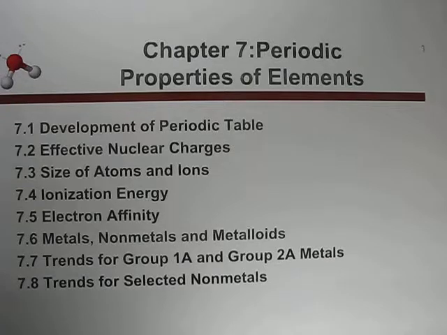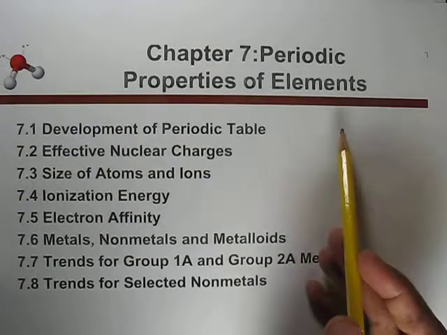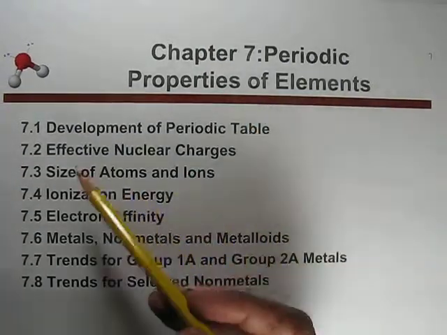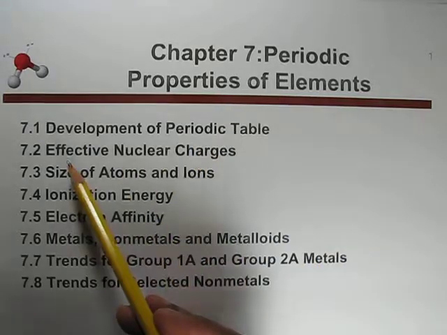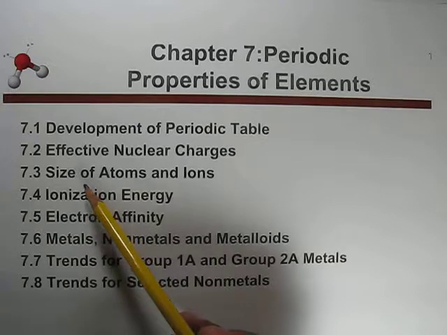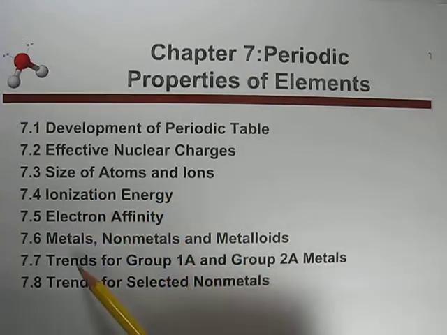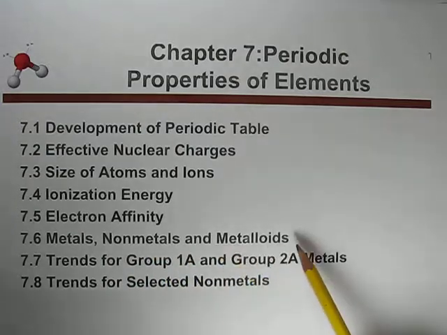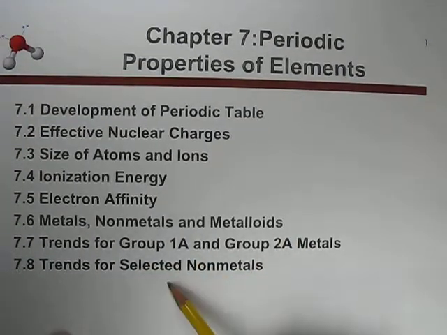So in this video we will start chapter number 7, which is periodic properties of elements, and in this chapter there are 8 topics. Number 1 is development of periodic table, how periodic table developed, and then effective nuclear charges, size of atom and ions, ionization energy, electron affinity, metals, non-metals and metalloid, and trends for group 1 and group 2, and trend of selected non-metals.